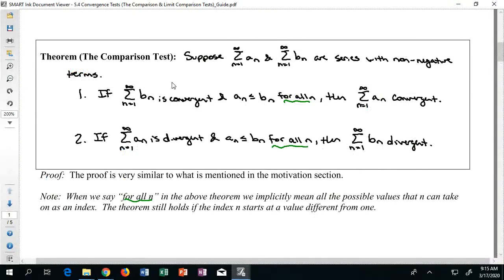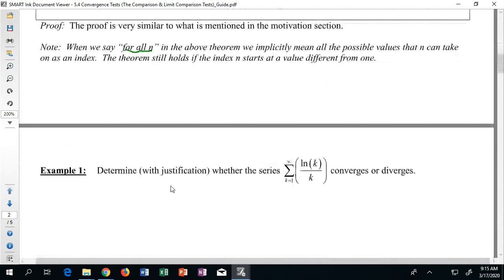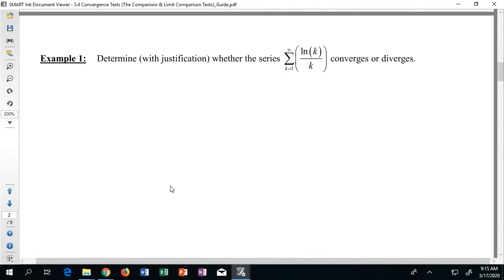Okay, so we're going to go ahead and take a look at how I can actually use this comparison theorem in an example, and also how I can maybe deal with this adjustment of what if this statement isn't true for all n. Okay, so let's take a look here at example number 1. Determine with justification whether this series converges or diverges.